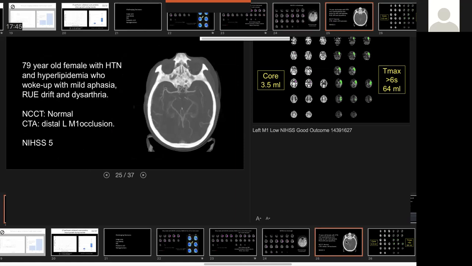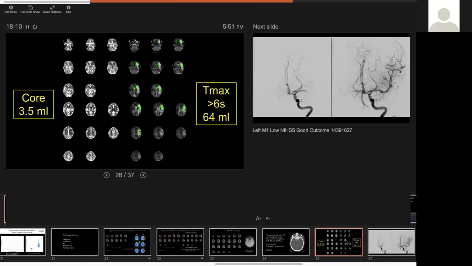Okay, here's a little bit of the other end of the spectrum. This is a low NIH case. So 79-year-old woman with hypertension, hyperlipidemia. She wakes up with a mild aphasia. She's got a right upper extremity drift and some dysarthria. So she's not hemiplegic, it's mild. And it adds up to an NIH score of 5. But her CTA shows that it's an M1 occlusion. It's distal, but it is an M1 occlusion.